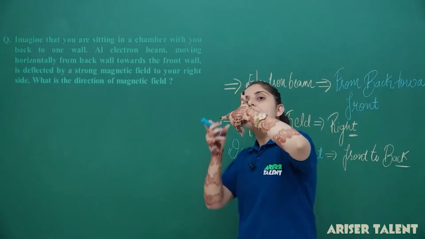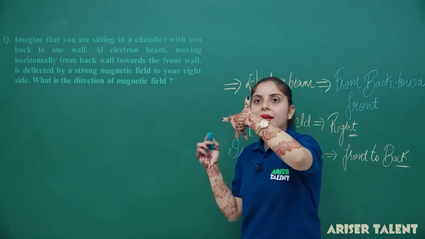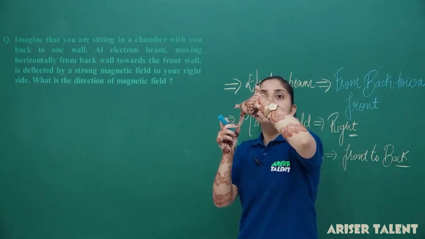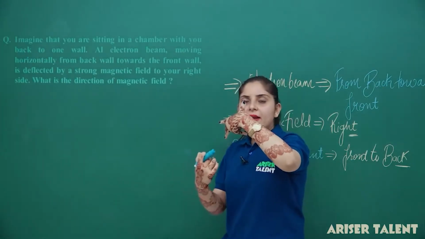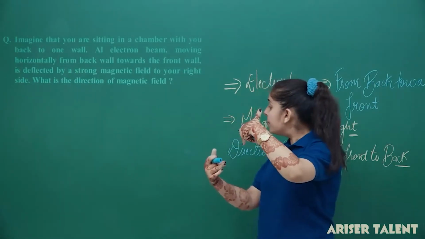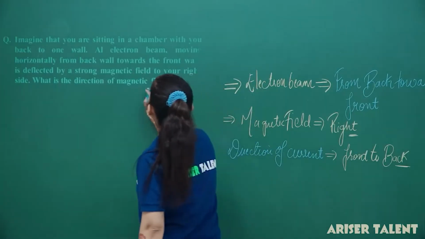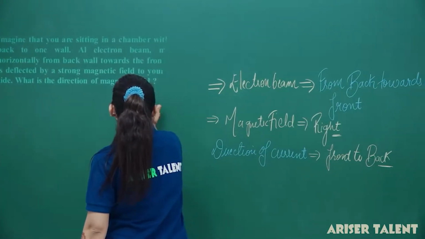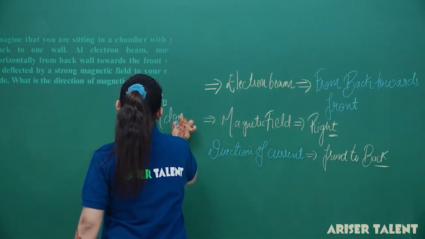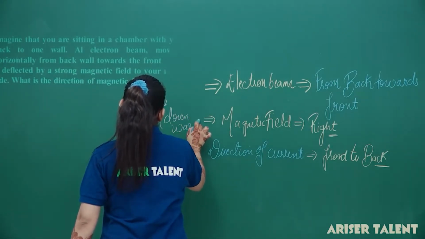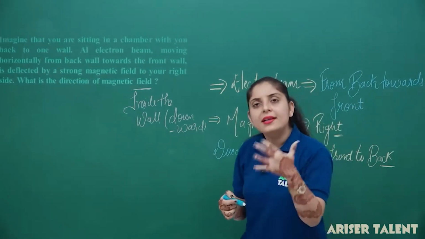So if I keep rotating my fingers in this manner, I can see that if all three fingers are mutually perpendicular to each other, it means this magnetic field is going to give you the direction that is inwards, and it will be in the downward direction, inside the wall. So what will be the direction of magnetic field? The direction of the magnetic field will be inside the wall, and it will be in the downward direction. So the direction of the magnetic field will be downward and slightly inward.